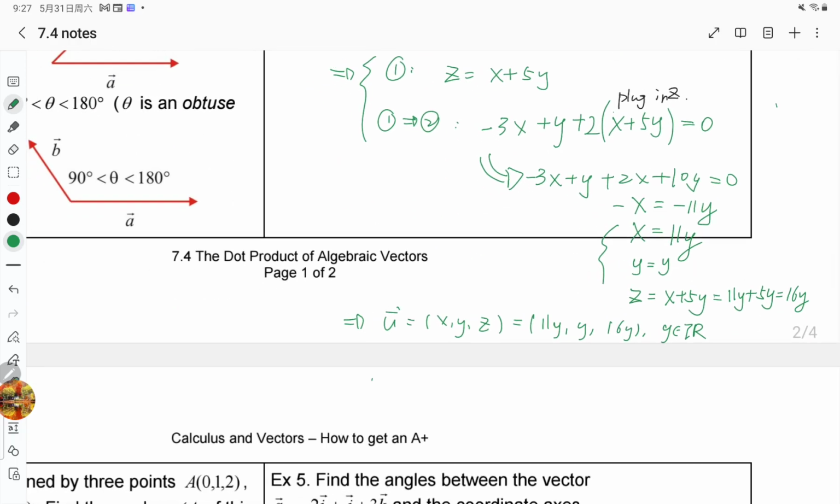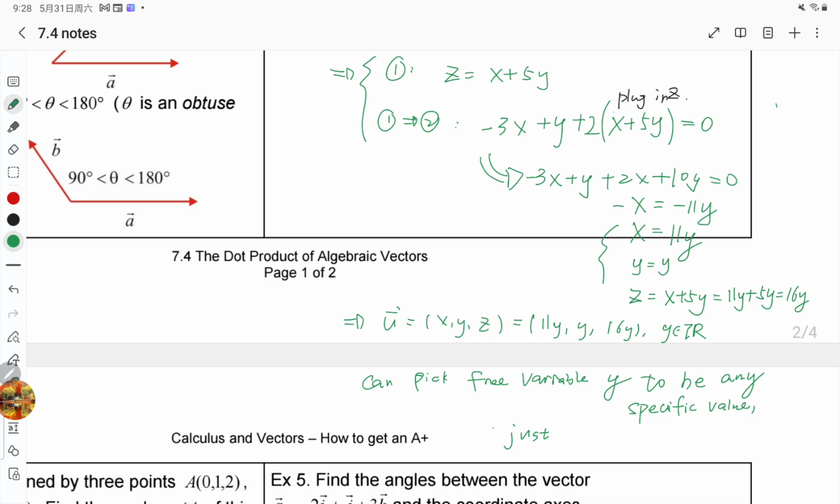So you can pick the free variable y to be any specific value, okay? Yeah, and then just pick one. You're fine, okay? And this is what I mean.